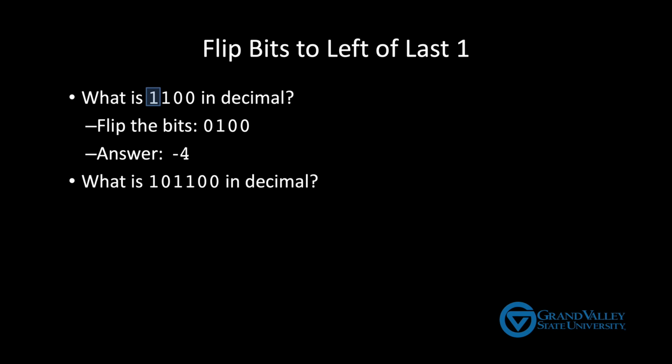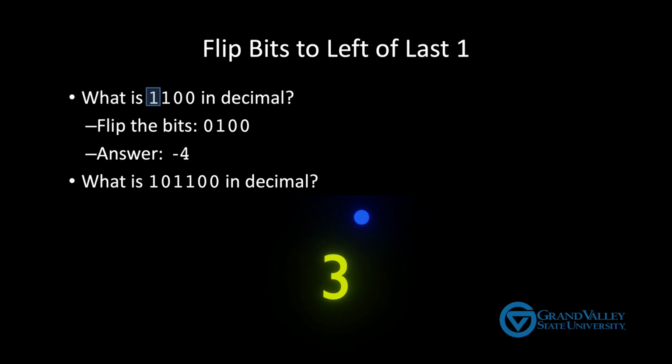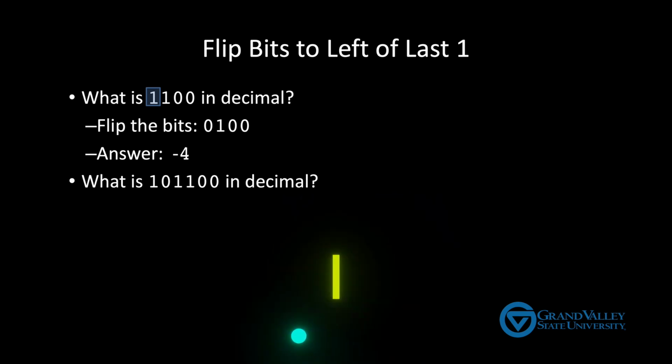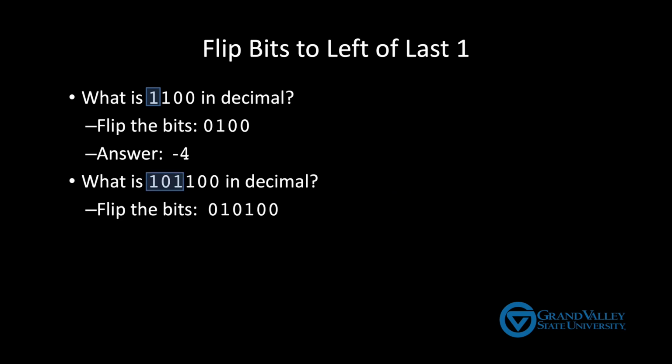All right, last one. What is 101100 in decimal? Well, flip the 3 leftmost bits. That gives us 010100. That's 20 in binary, which means we've encoded negative 20.